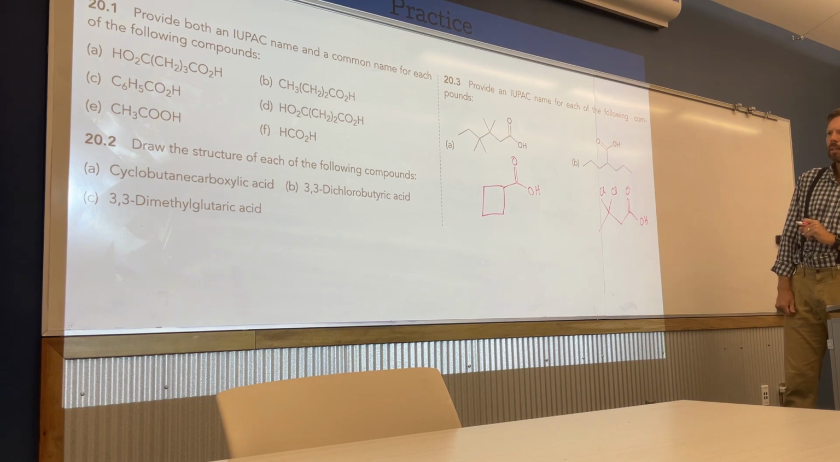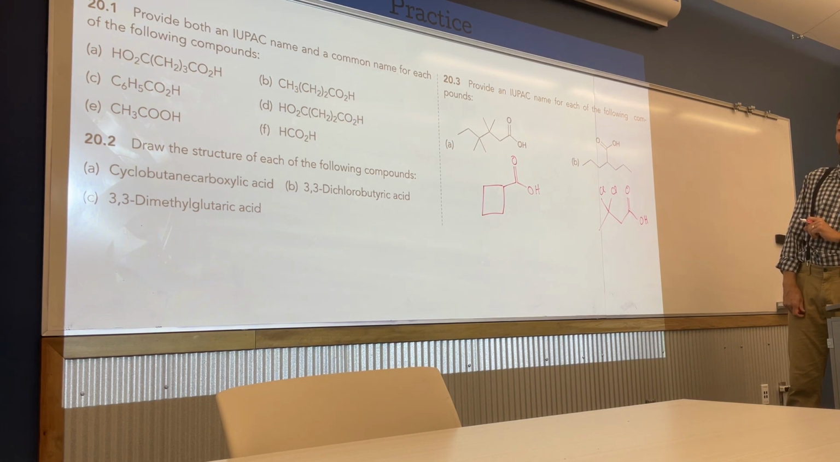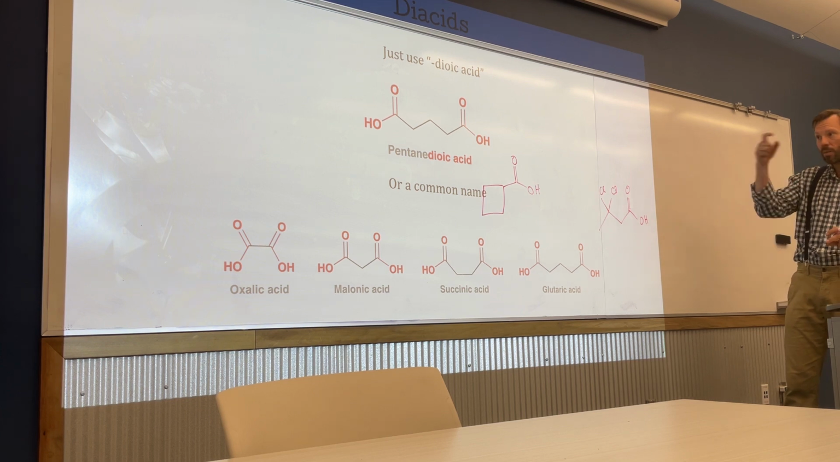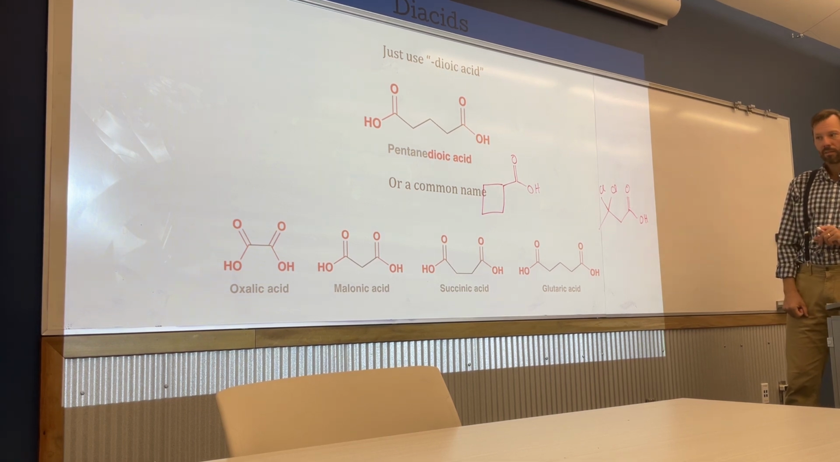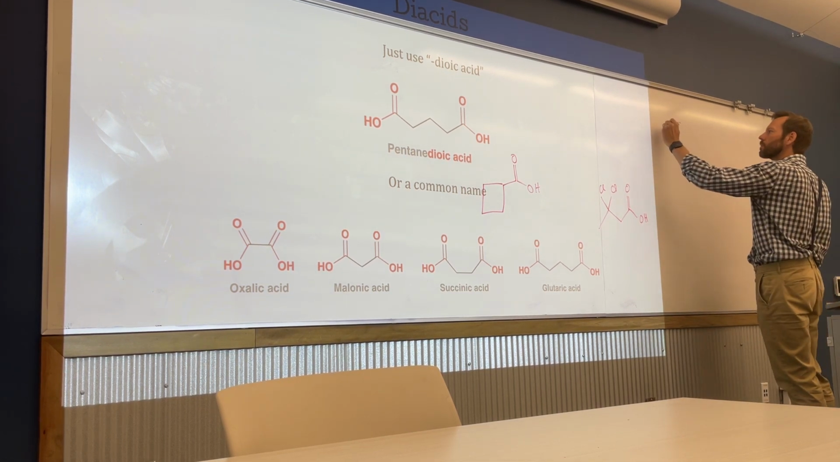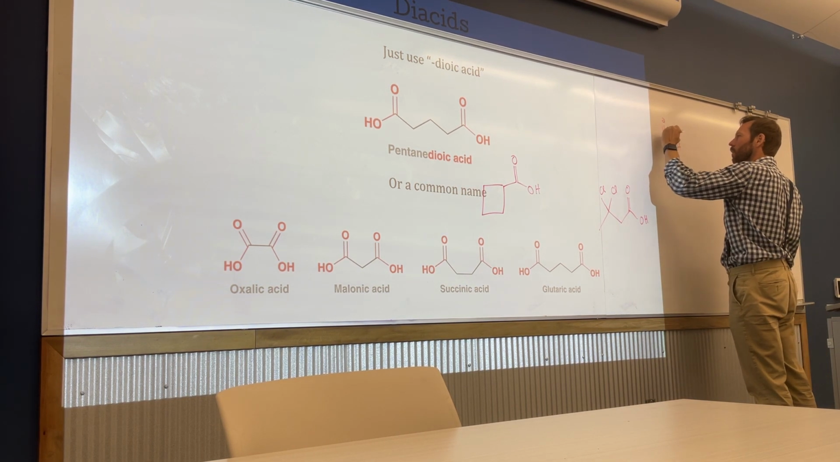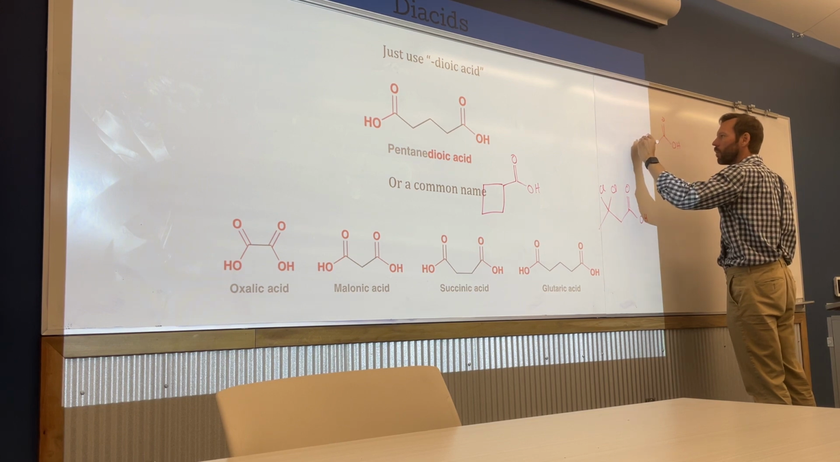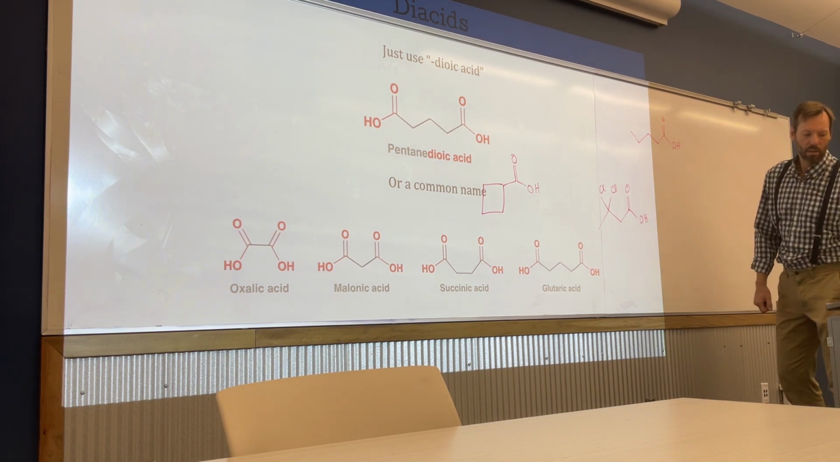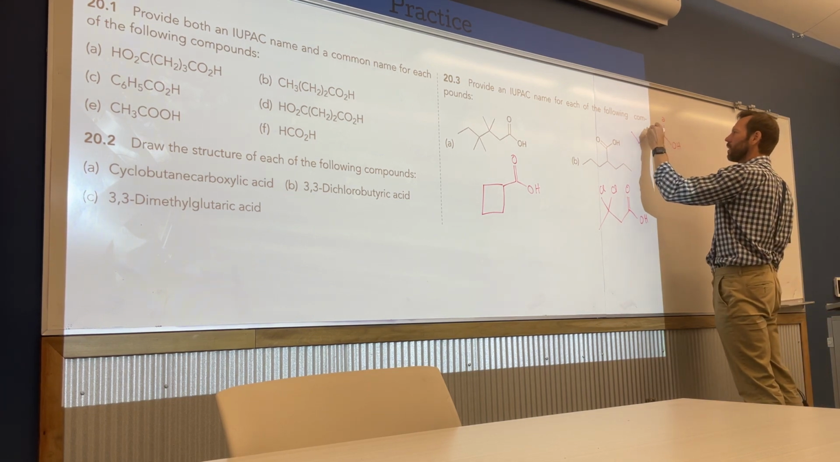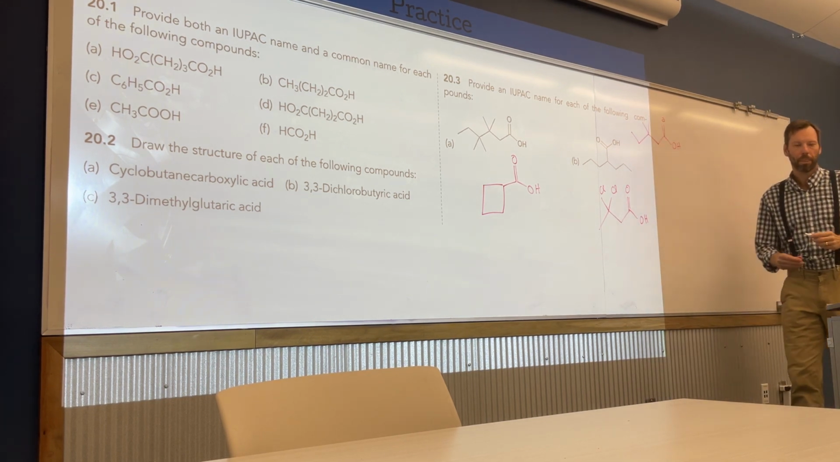And then 3,3-dimethyl glutaric. All right, now they're throwing in some common names. Glutaric is pentanoic acid. So 1, 2, 3, 4, 5, and 1, 2, 3. Got it.